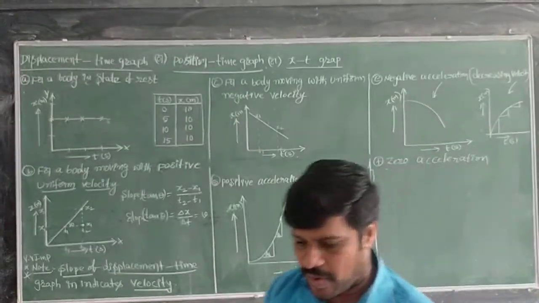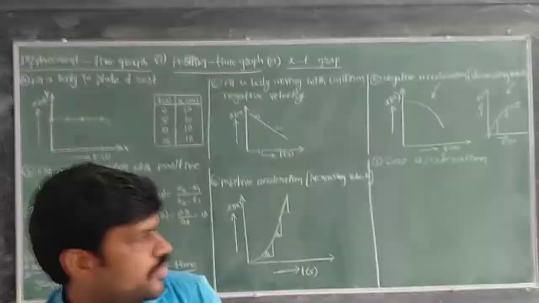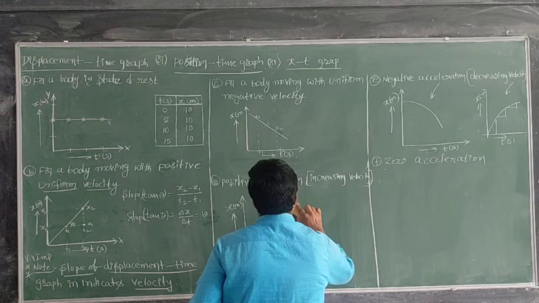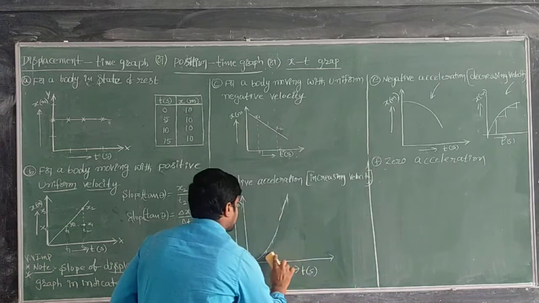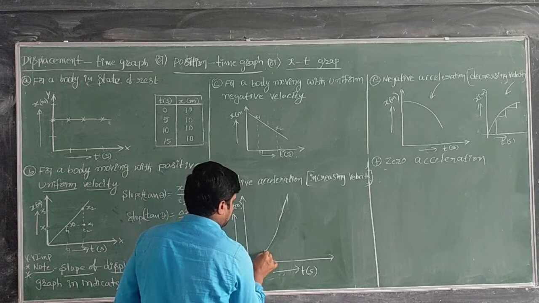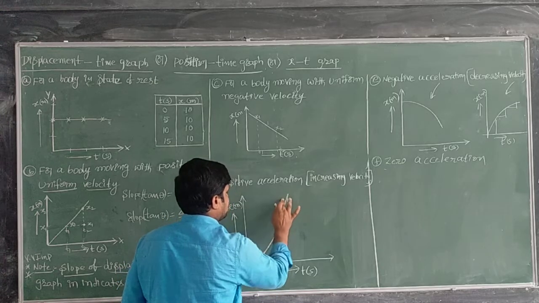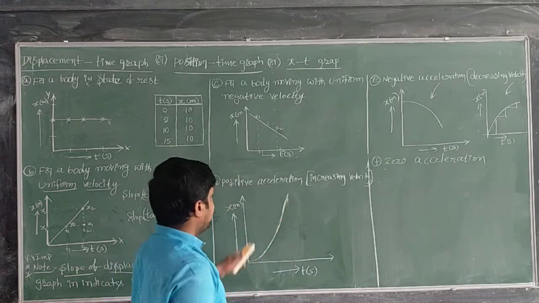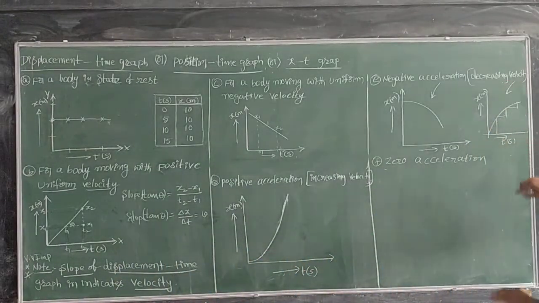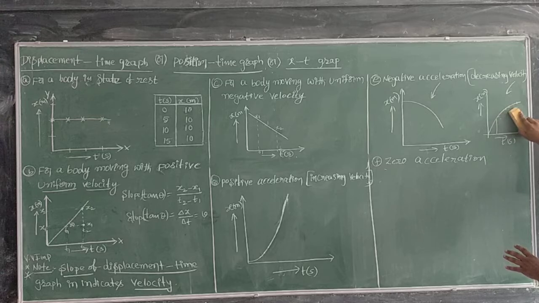While you are drawing the graph, you need not mention the angles here. These angles need not be mentioned; just keep it like this itself. Now, this one is the increasing velocity graph and this one is the decreasing velocity graph. Draw both of them here itself.